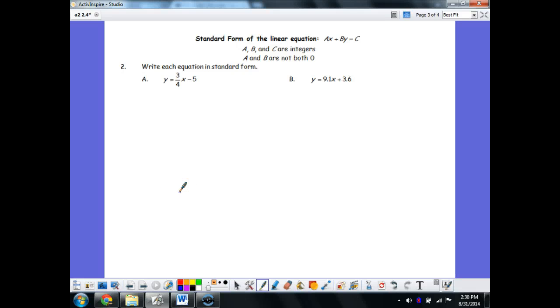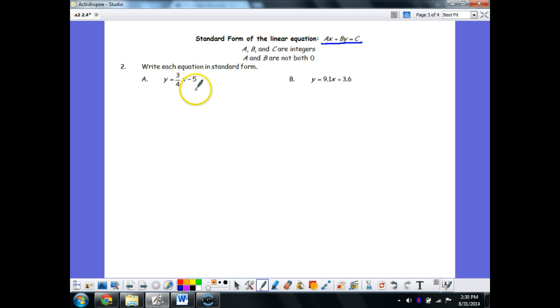In this video, we're going to talk about converting equations that are in slope-intercept form to standard form. And standard form looks like that, where a, b, and c are all integers, which means in standard form you cannot have fractions or decimals.